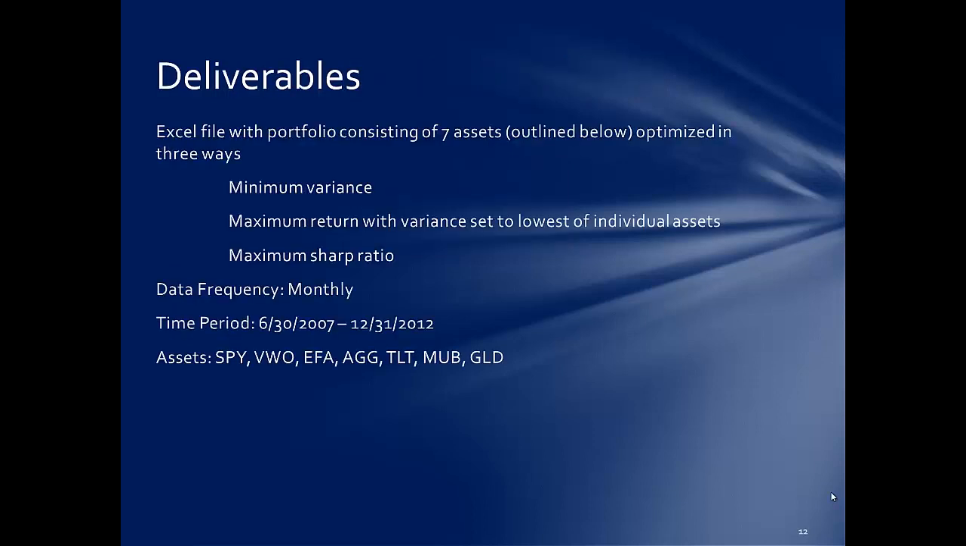So the deliverable on the assignment is going to be an Excel file in which you have a portfolio consisting of 7 assets, which I'll outline below, and you're going to optimize the portfolio in 3 ways. You're going to show me the minimum variance, you're going to show me the maximum return with the variance set to the lowest of the individual assets, and you're also going to show me the maximum Sharpe ratio. You're going to use monthly data over the period 6/30/2007 to 12/31/2012. Your assets will be SPY, VWO, EFA, AGG, TLT, MUB, and GLD.